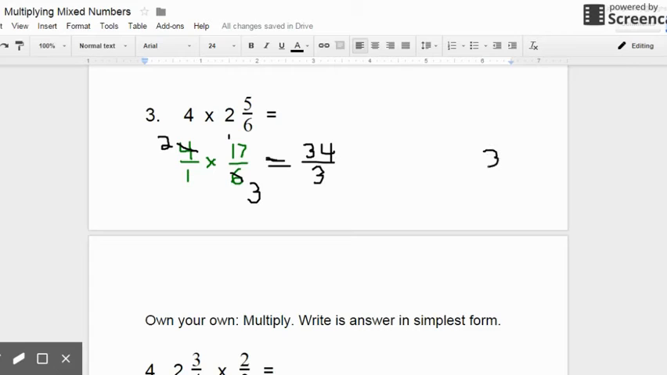3 goes on the outside. We have to make it to a mixed number. And 34 goes on the inside. So let's go ahead and now do the division. 3 goes into the first 3 one time. They're both single digits, so that works out. We subtract, and we get 0.